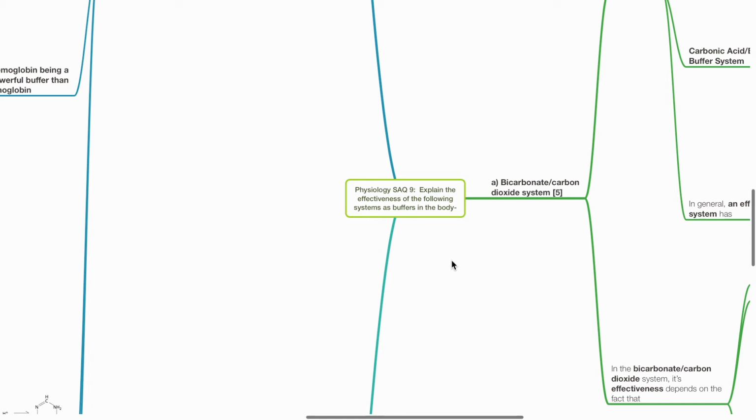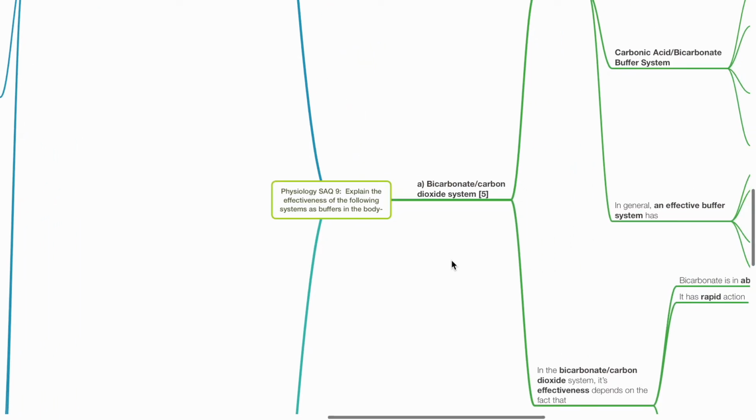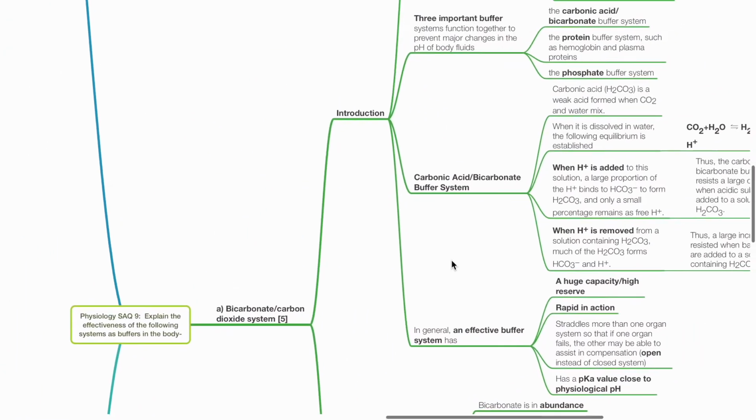Physiology SAQ9: explain the effectiveness of the following systems as buffers in the body. A. Bicarbonate carbon dioxide system, 5 marks.